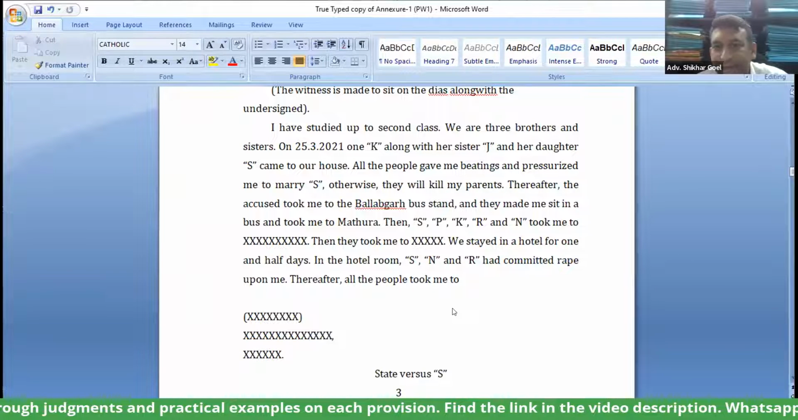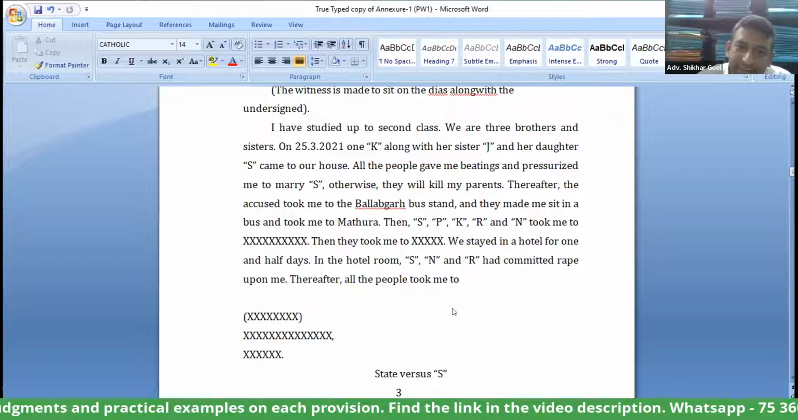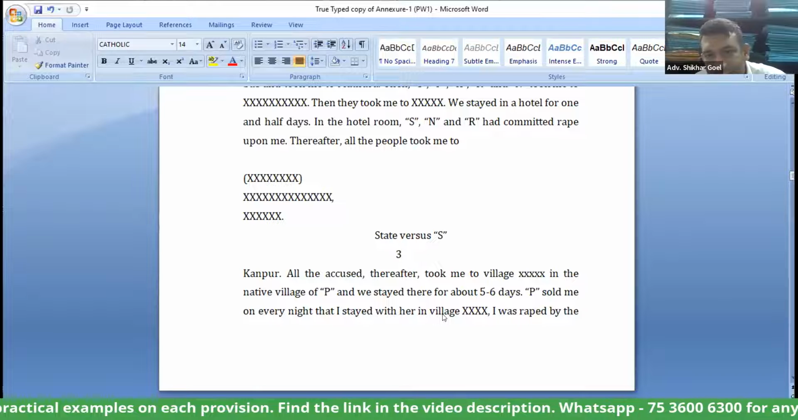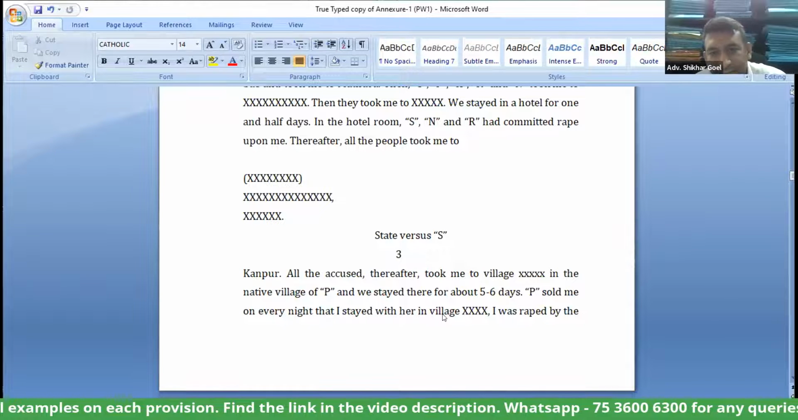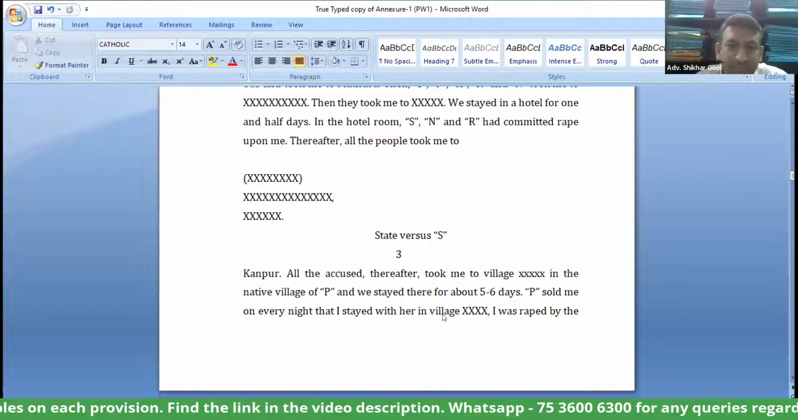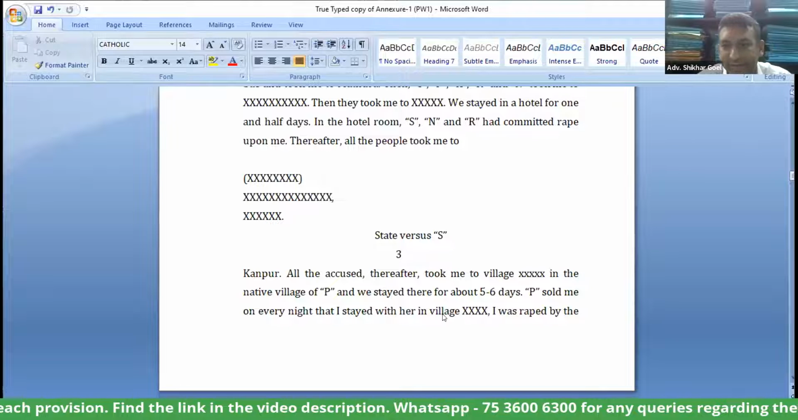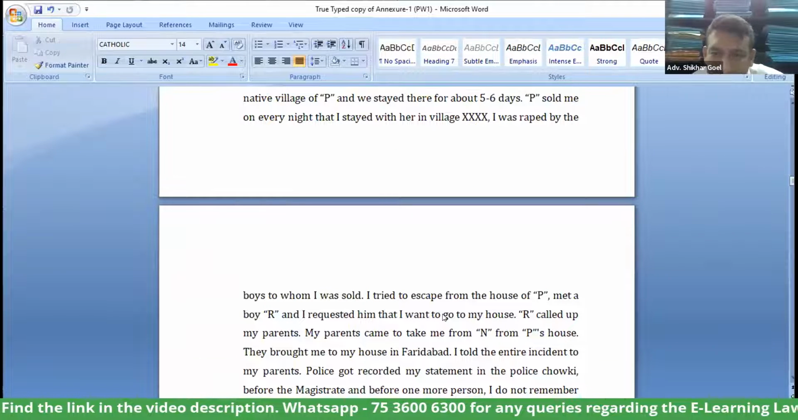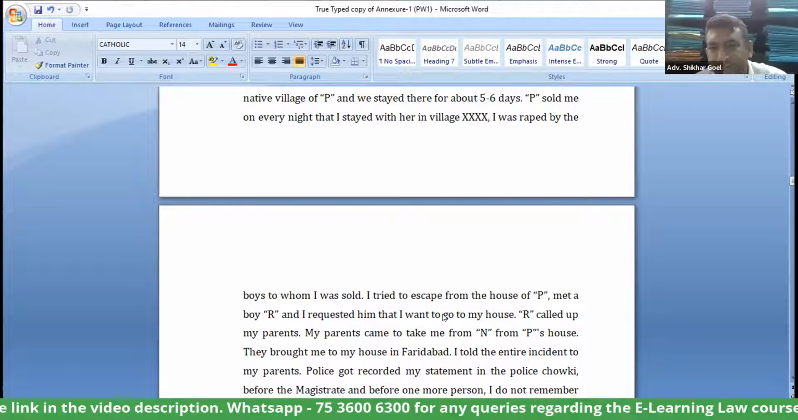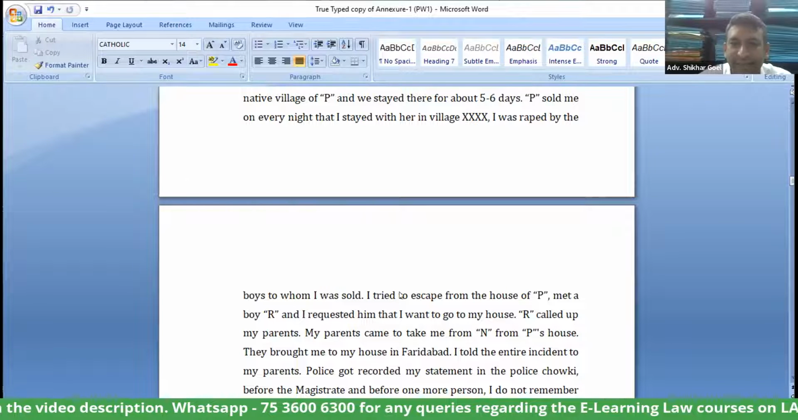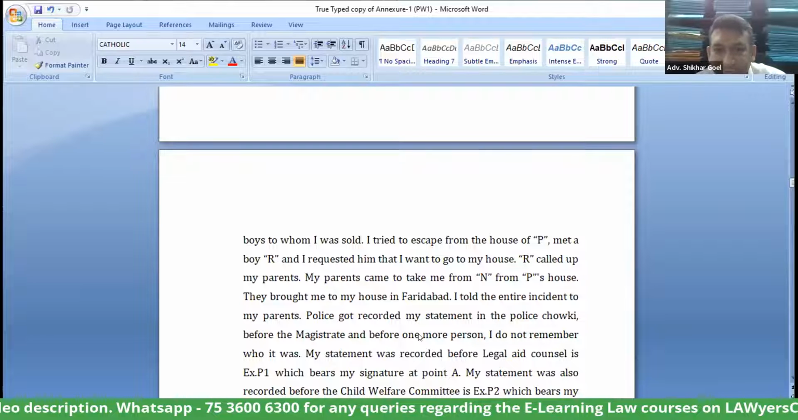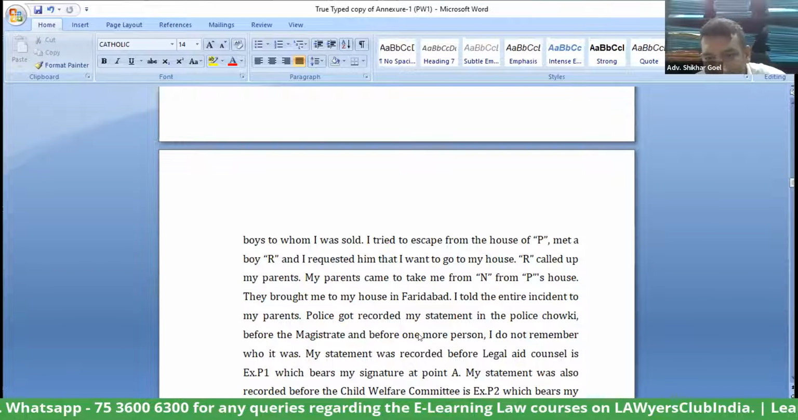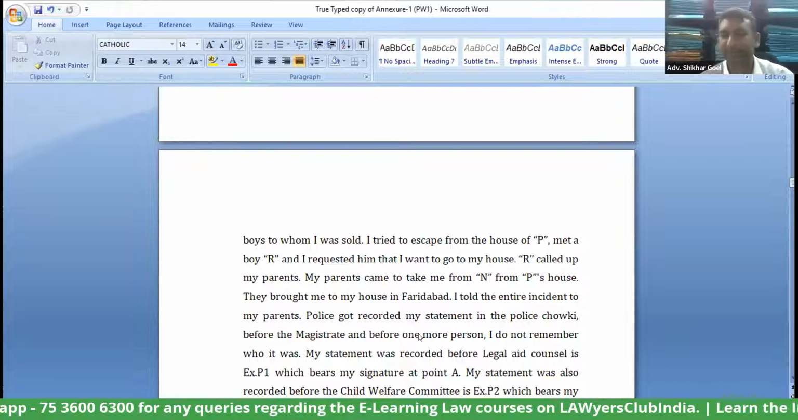In the hotel room, S, N, R committed rape upon me. Thereafter, all the people took me to Dash. All the accused thereafter took me to village Dash. In the native village of P, we stayed there for 5 to 6 days. P sold me on every night that I stayed with her in village XXX. I was raped by boys to whom I was sold. I tried to escape from the house of the P, met boy R and requested him that I wanted to go back to my house. R called up my parents. My parents came to take me from P's house. They brought me to the house in Dash. I told the entire incident to my parents.